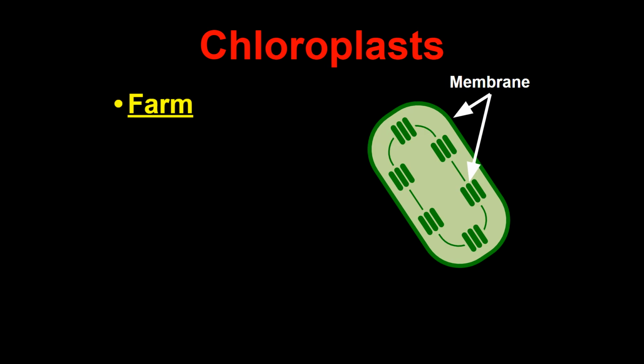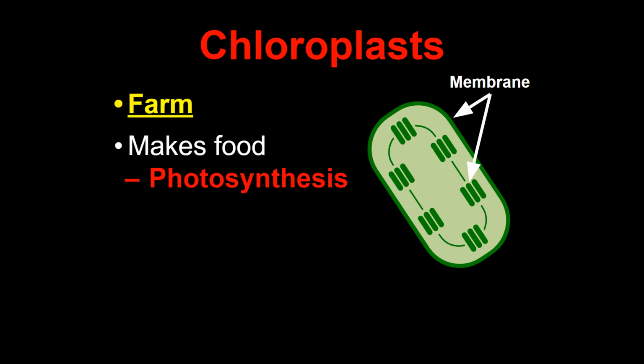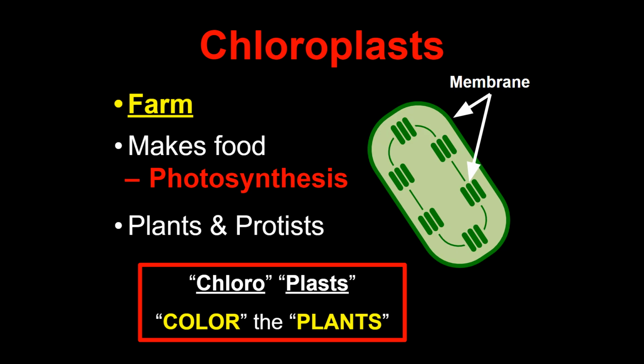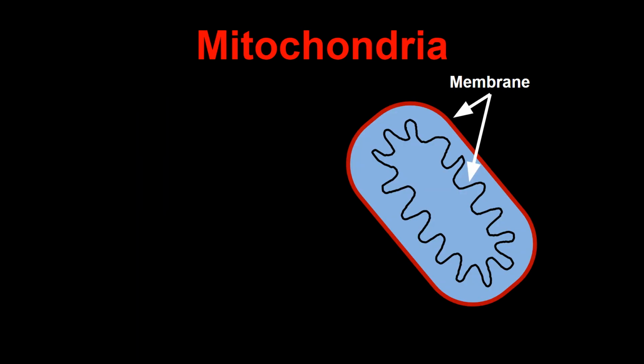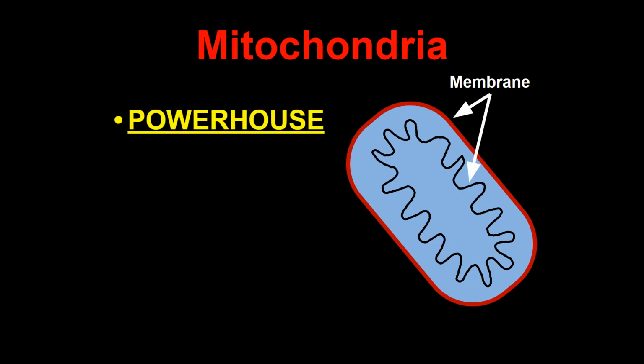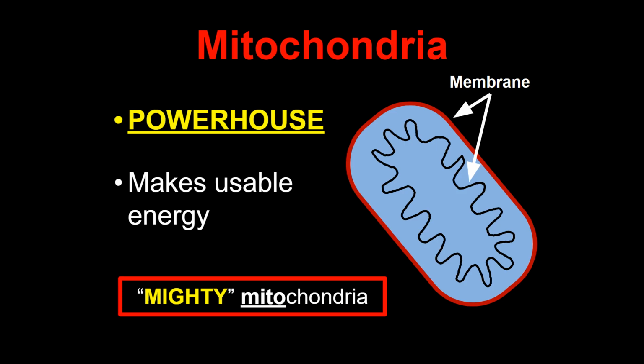Chloroplasts, they're like a farm because they make food through the process of photosynthesis. And animals don't have these. Plants and protists like algae do because they do photosynthesis. And I just remember chloroplasts color the plants. Mitochondria, those are the powerhouse of the cell. They make usable energy. So all cells are going to need these to make usable energy. And you think mighty mitochondria, powerhouse of the cell.